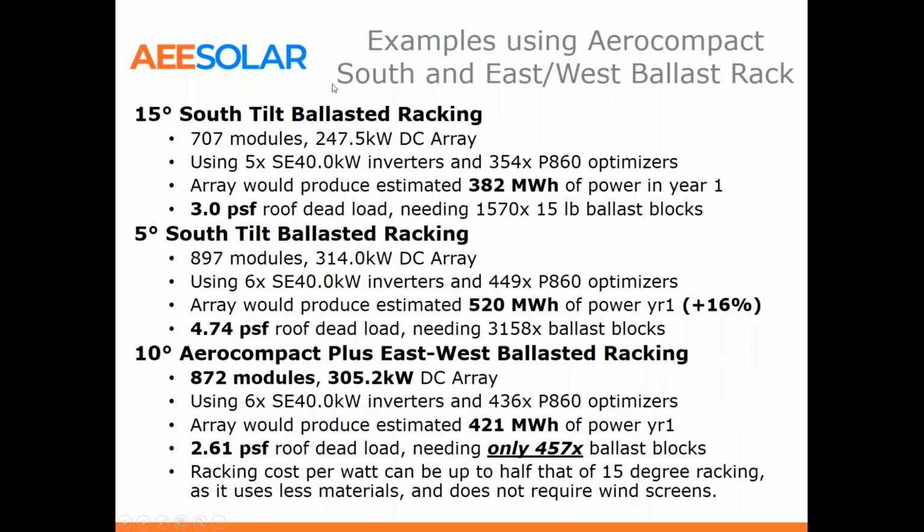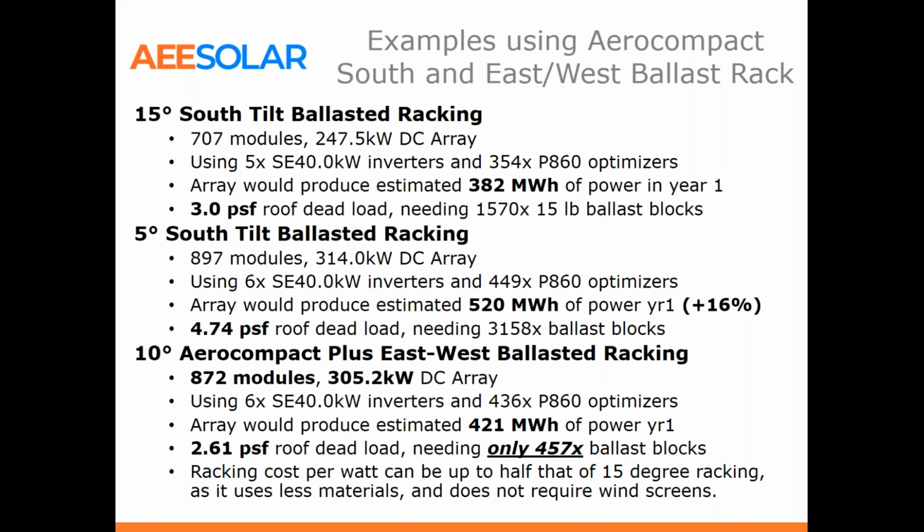Let's move on. Here are some other comparisons between these two. We mentioned the 15-degree racking was 700 modules, about 250 kW. Noting here that array was about 3 PSF on the dead load and required 1,500 ballast blocks. If we were to switch to the south tilt ballast racking at 5 degrees, you have a little bit higher roof load because it's a little bit denser module packing. We do need a lot more ballast blocks there, but the dead load is spread out along the roof, and we can do some mitigation there.